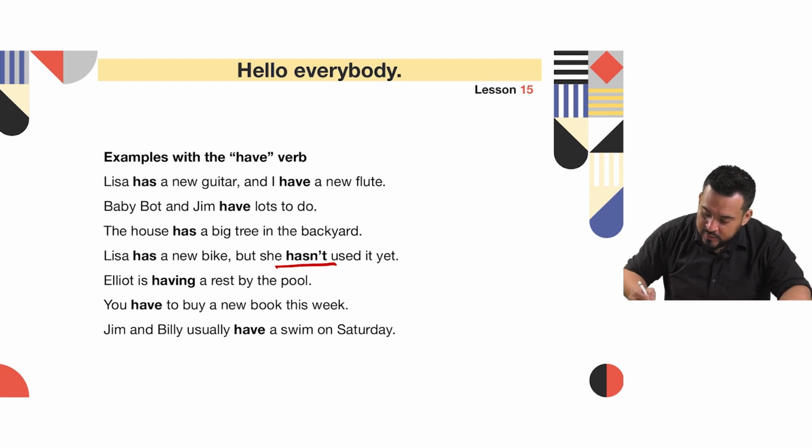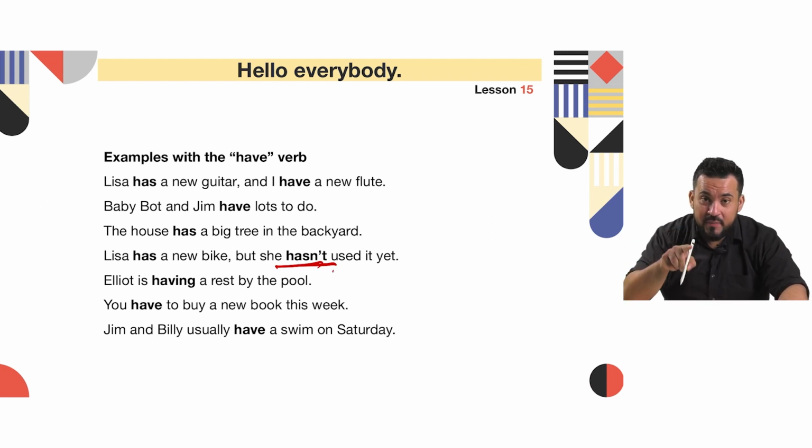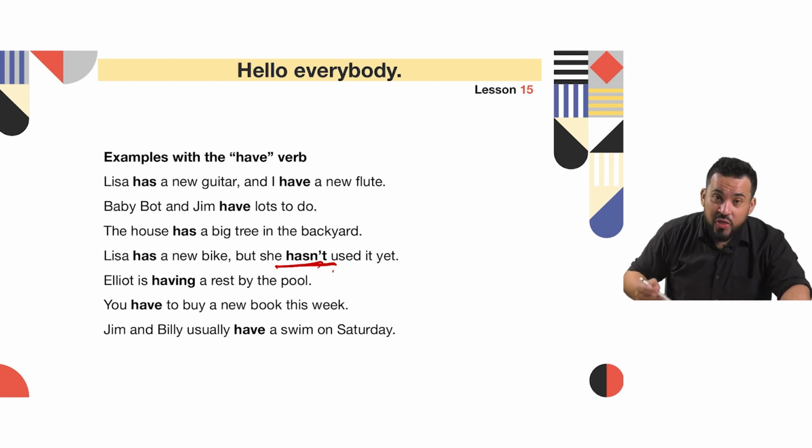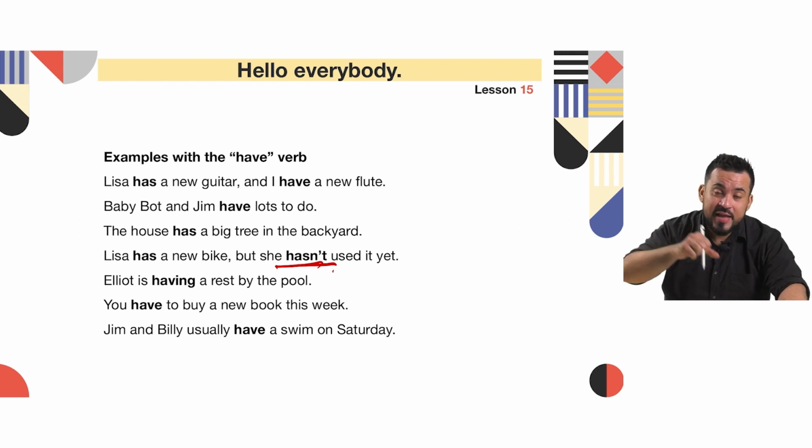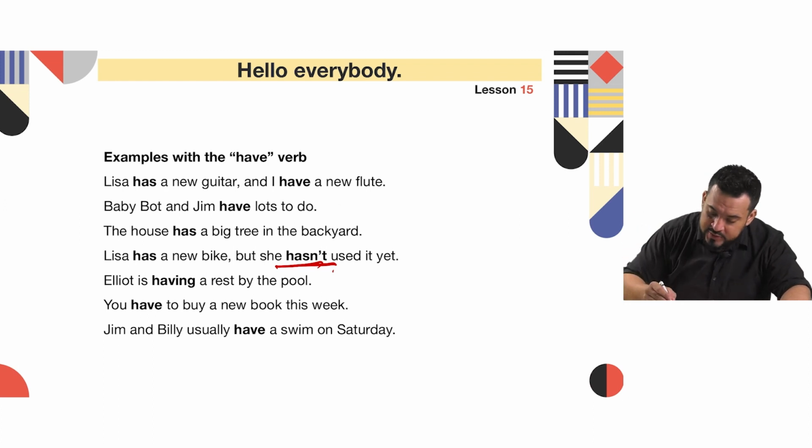This is not hasn't got. You cannot use hasn't got here because this is not a possession. Okay? This is an auxiliary. This is a helping verb. She hasn't used it. It's not the main verb. It is an auxiliary. How do you know? Because there is another verb in the sentence, and that other verb is the main verb. Where is that verb? That verb is right here, used. Okay? So it is different than the other sentences.